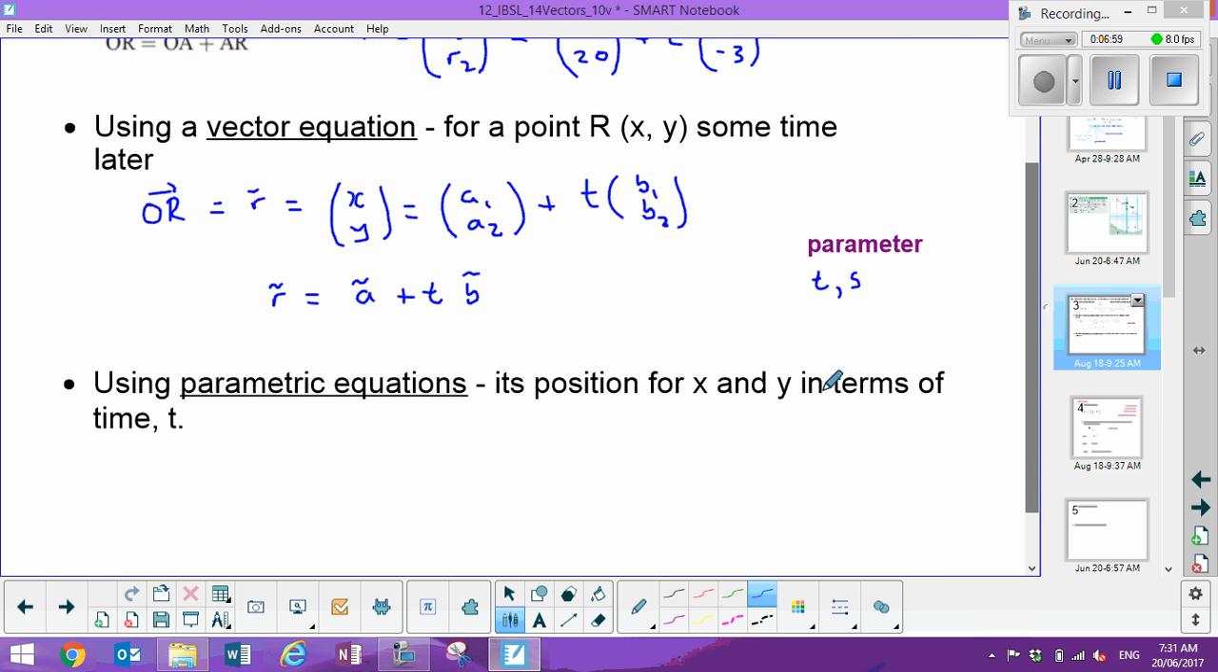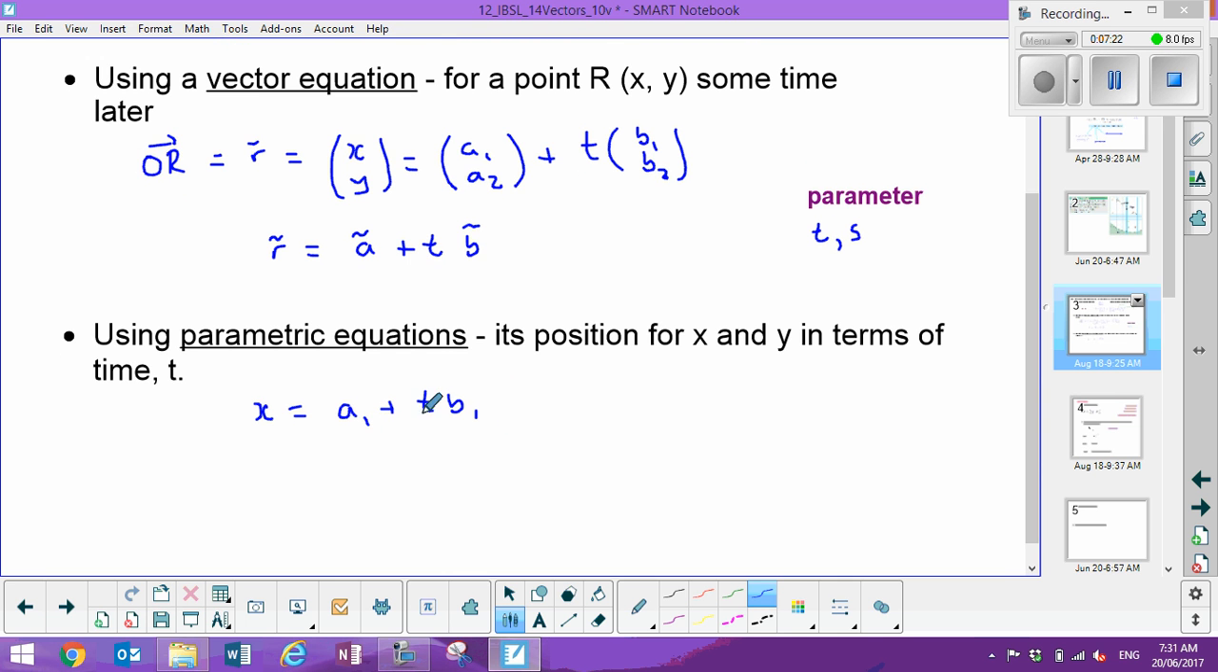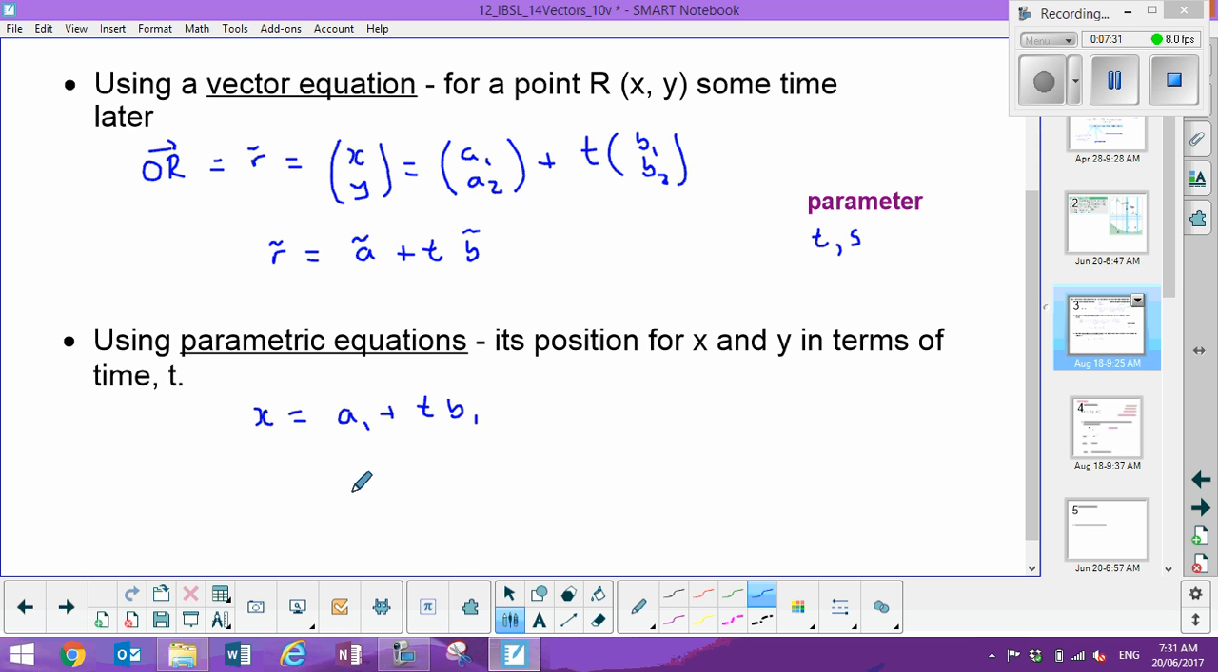We can now split these into parametric equations, in other words, equations involving the parameter. So we can split that and write x is equal to A1 plus T lots of B1. That's called a parametric equation because we've broken it down for each of the components using our parameter. That can be rearranged, and we'll look at that in a moment. There's the y version, A2 plus T lots of B2.